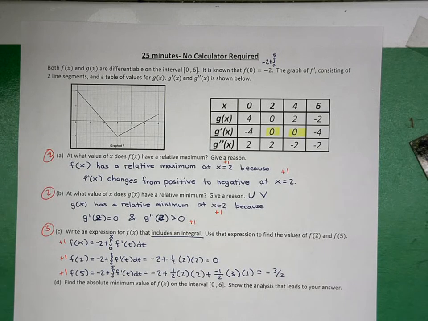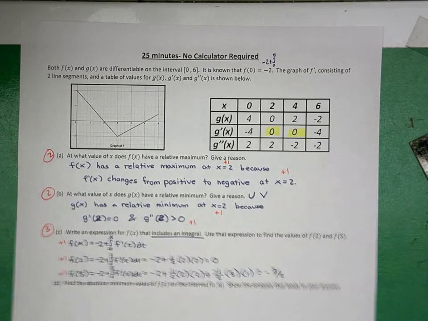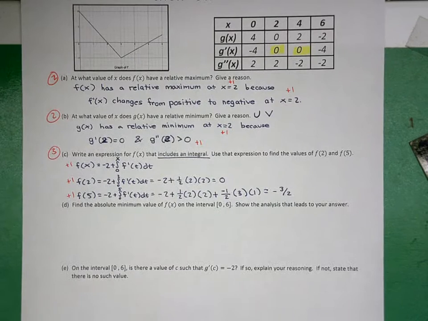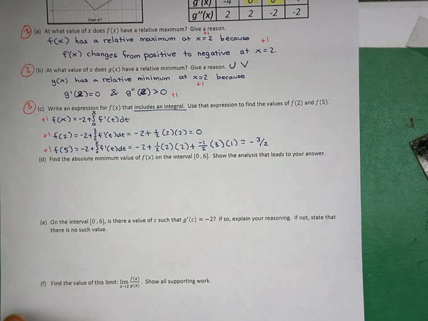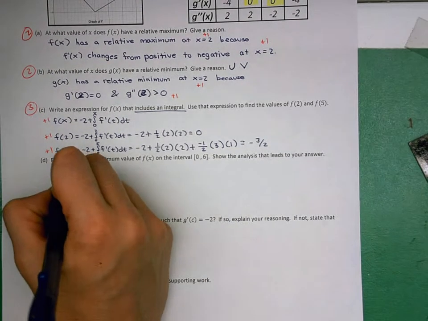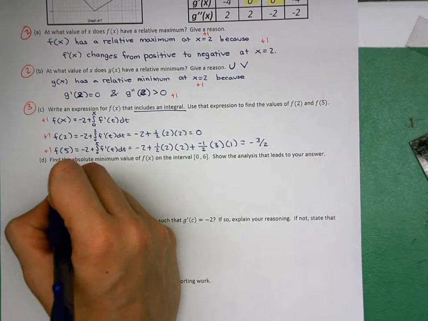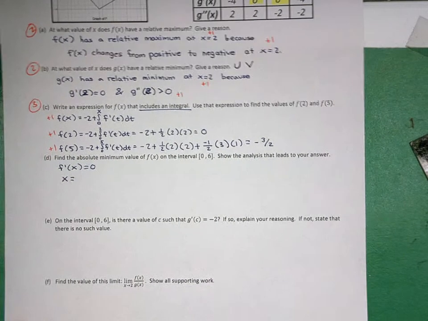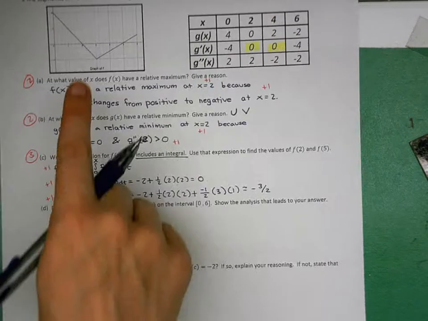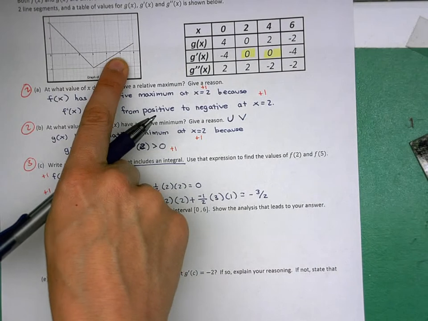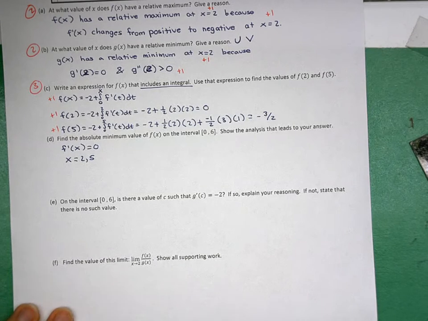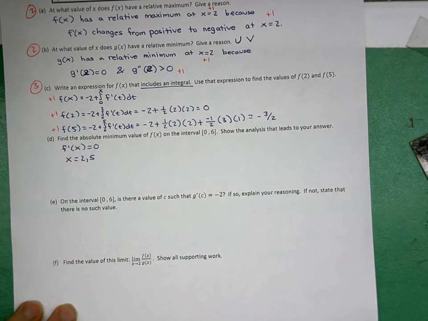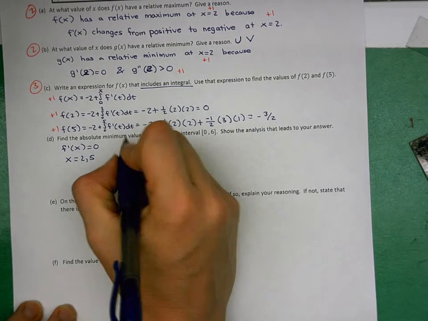Okay. Part D, find the absolute minimum value of f of x on the interval 0 to 6. Show the analysis that leads to your work. How do we find absolute minimums again? Okay, well, we take our derivative and we set it equal to 0. So where does f prime equal 0? Okay, f prime equals 0 at 2 and 5. And then we take those values and our endpoints, which in this case are 0 and 6, and we plug them into our original function, which is f.